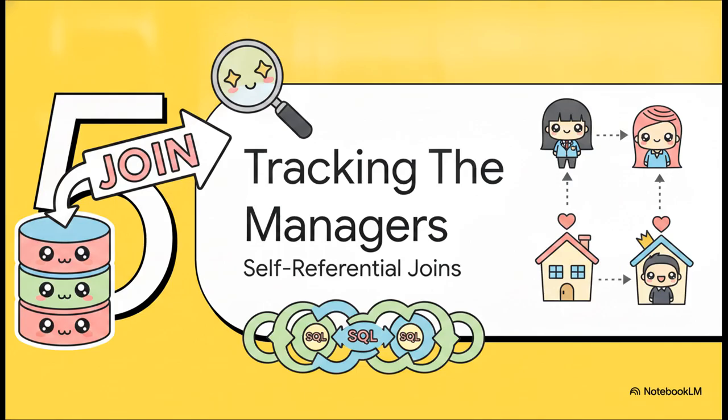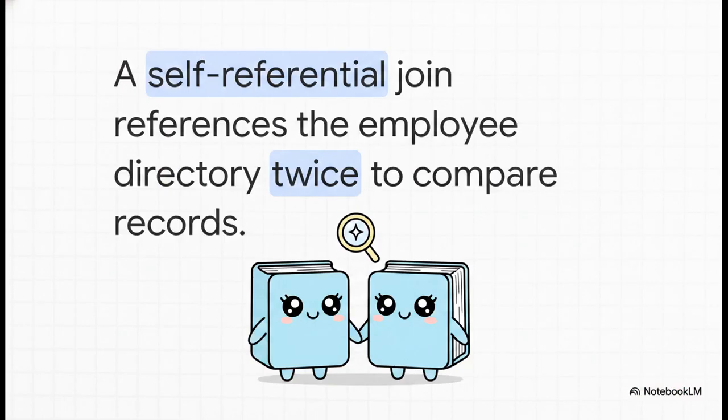Section 5, tracking down the managers. Time for a real challenge. Let's find employees who live on the exact same street and in the exact same city as their manager. For this, we need a self-referential join, which looks a bit dizzying on paper. But notice how we reference the employee table twice? We do it once as E for the base employee and once as MGR for the manager. We're effectively opening up 2 copies of the exact same directory just to compare them against one another.